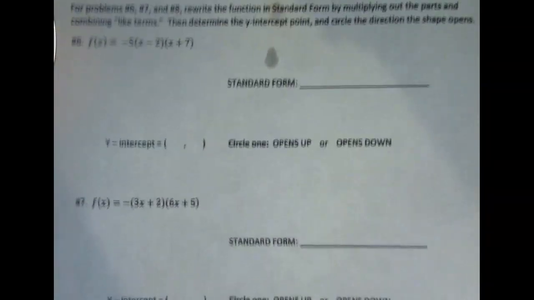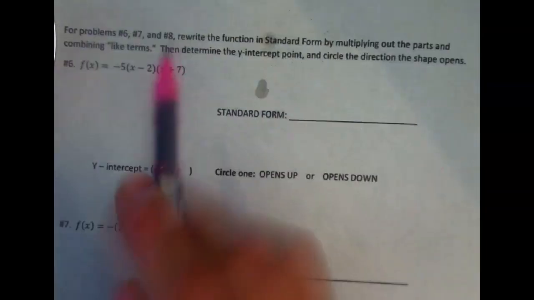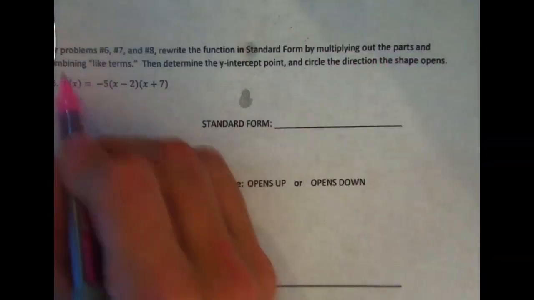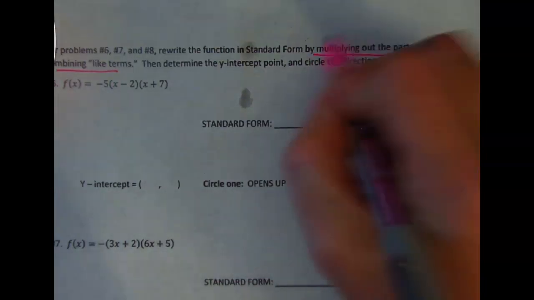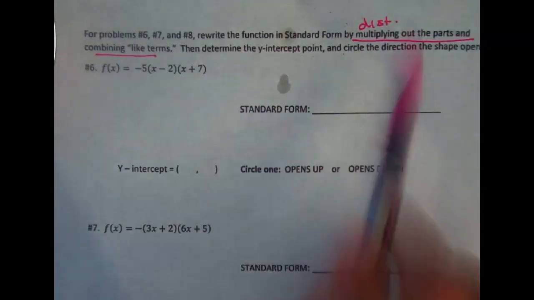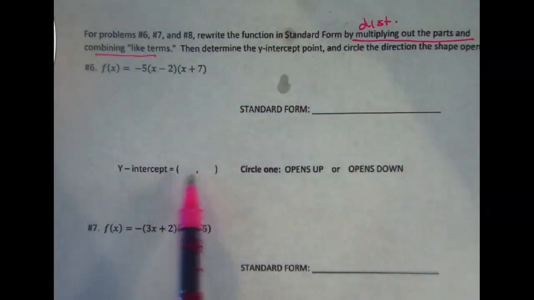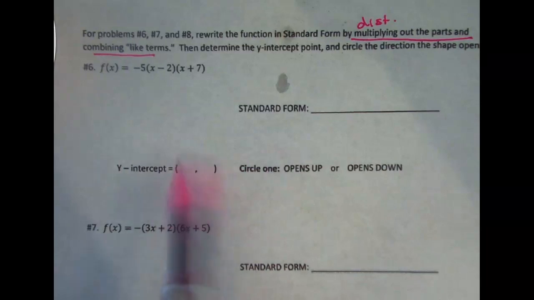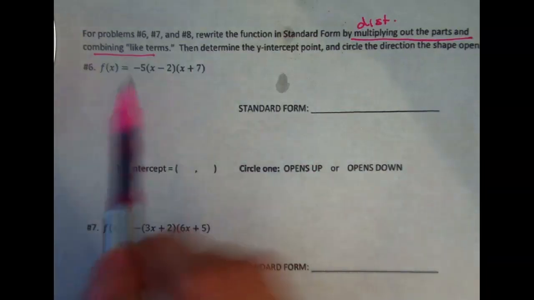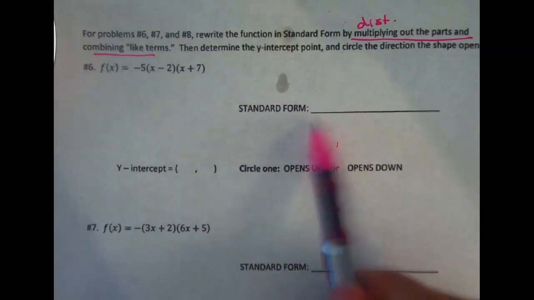All right, let's look at the back page. We have similar problems here, except for with 6, 7, and 8, we're going to rewrite them in standard form by multiplying out the parts and combining like terms. Okay, multiplying, that's distribute, right? So you have to make sure you first rewrite them in standard form. And then, what is the y-intercept? Remember, from the front of the page, they showed what standard form should look like. We should know what the y-intercept looks like, 0, something. And then does it open up or down? And one of the numbers, once you have it in standard form, tells you that.